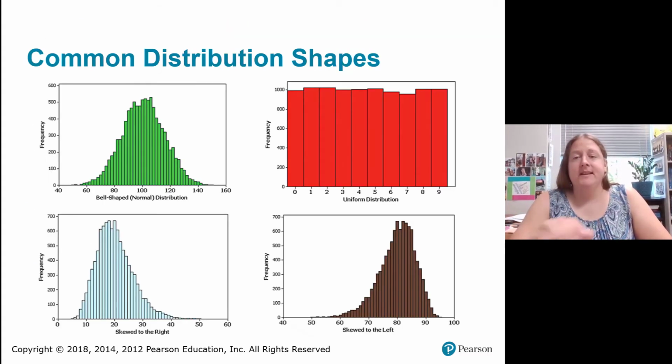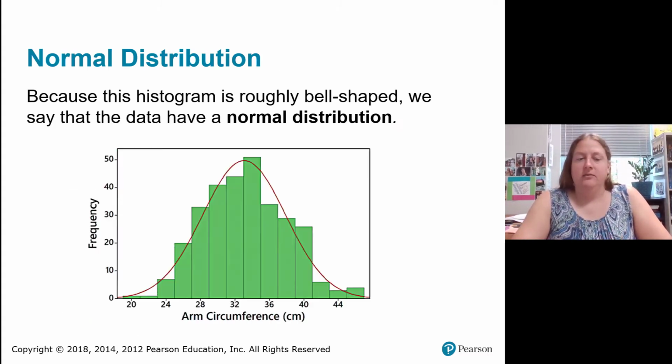All right. So let's talk about some shapes of histograms. These are 4 of our most common distribution shapes, all summarized in one place. We have normal distributions, uniform distributions, or our distribution can be skewed left or skewed right. We're going to talk about what each of these mean now.